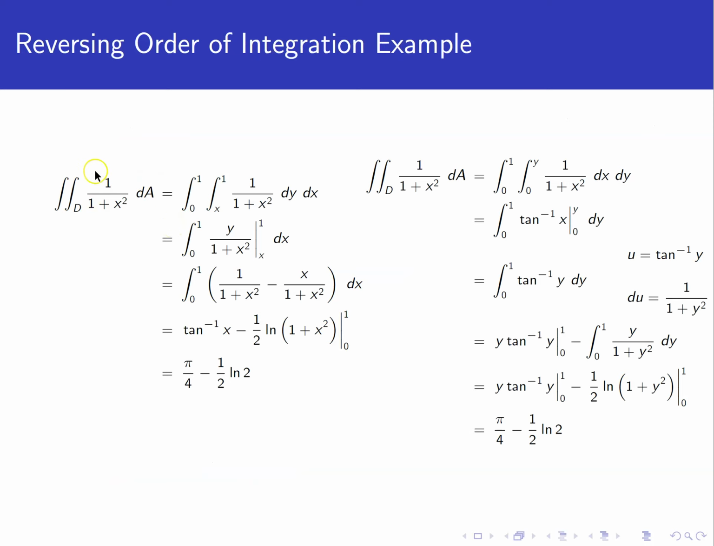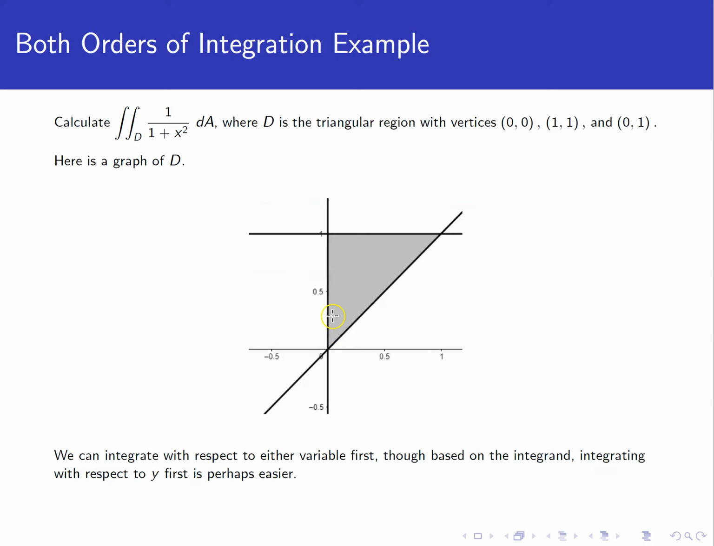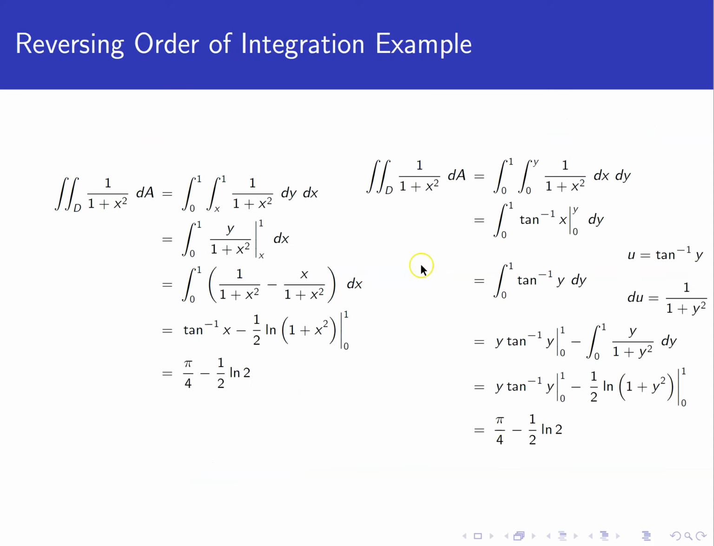So here's our integral with respect to y first. Well, if we want to do with respect to y first, y goes from y equals x to y equals 1, and then x goes from 0 to 1. So y equals x to y equals 1. We put the y on top. We get 1 over 1 plus x squared minus x over 1 plus x squared.